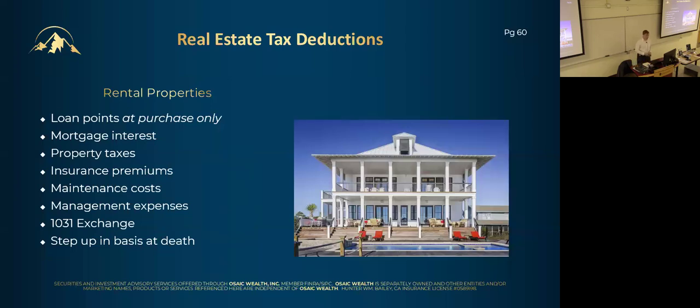But if we look at rental properties, we got our loan points at purchase only, mortgage interest, property taxes, insurance premiums. So we're basically looking at a lot of the costs just to continue running the property and make sure that it is actually continuing to generate the rental income. And then of course we've got our 1031 exchange.